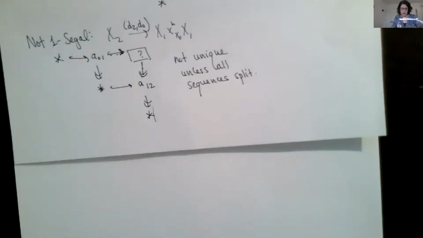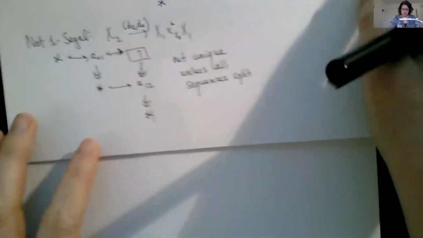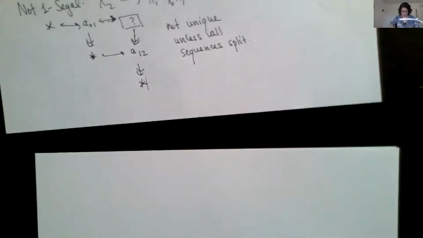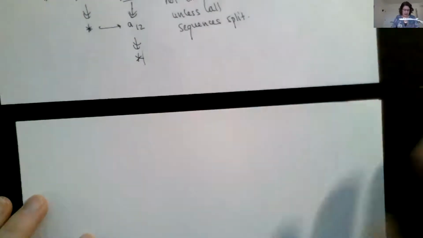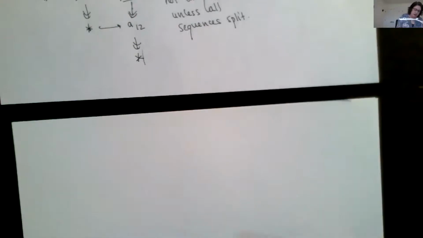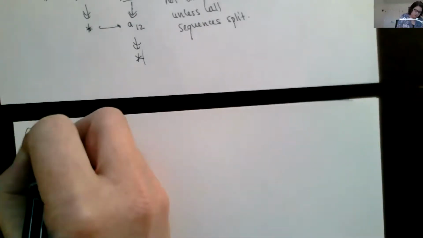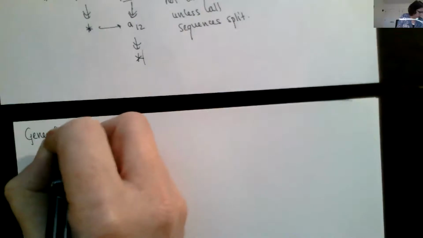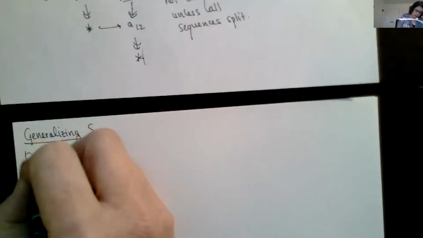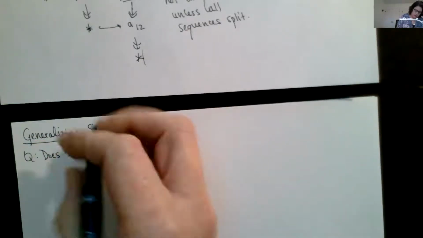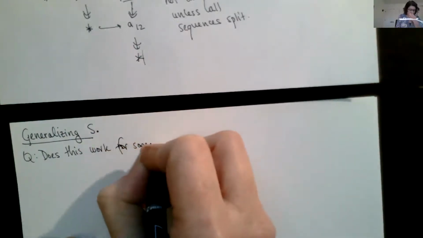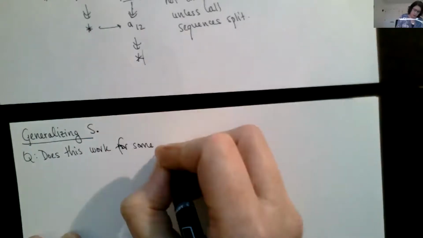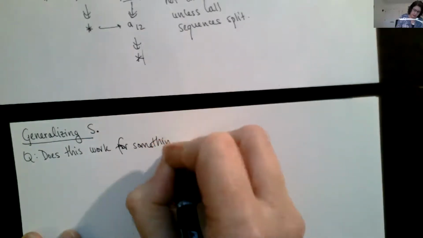Okay, so that's our crash course in two Segal for exact categories and the structure that we get. Now let's talk about generalizing it. Our question is: does this whole construction that we've done, and the fact that we get something two Segal, work for something more general than exact categories?